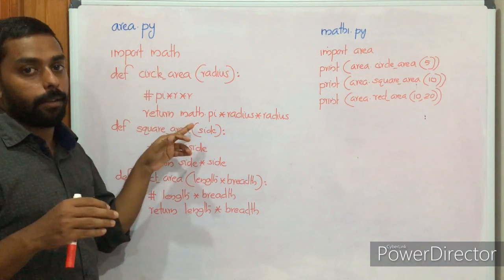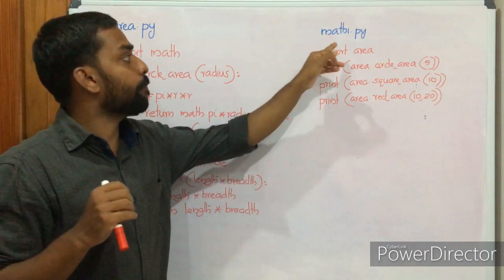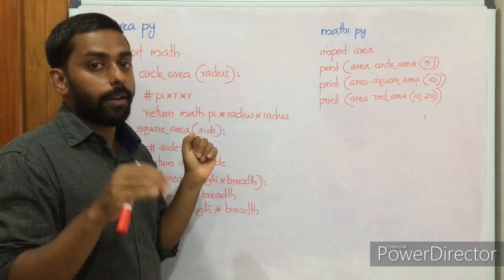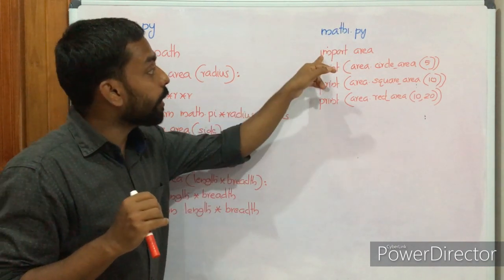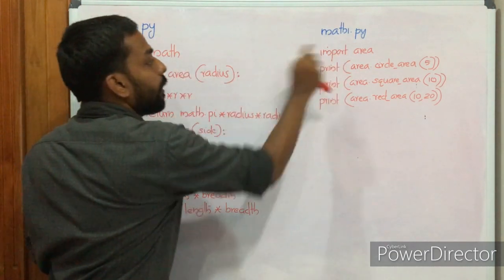It's for running the pi function. Okay, and here is our second program. It is math1.py. It's not math.py, it's math1.py. And here you can see import area. You can see the difference: import math and import area.